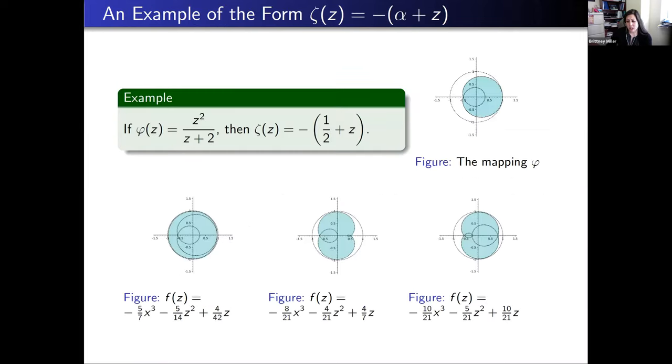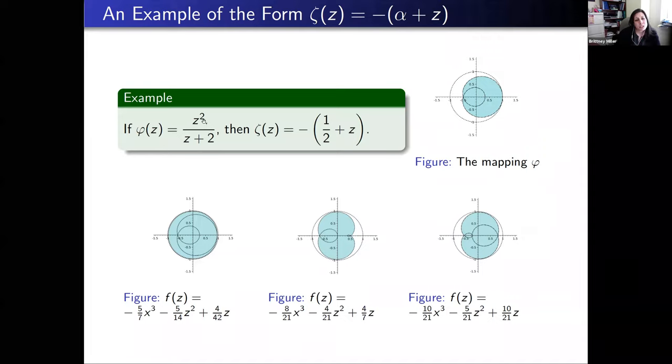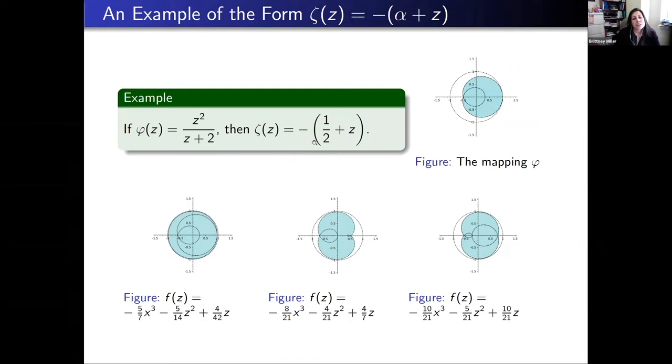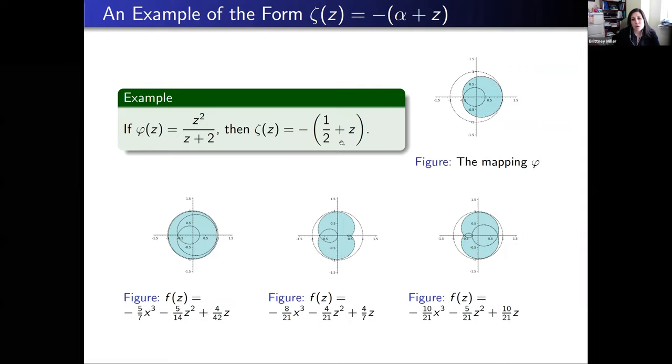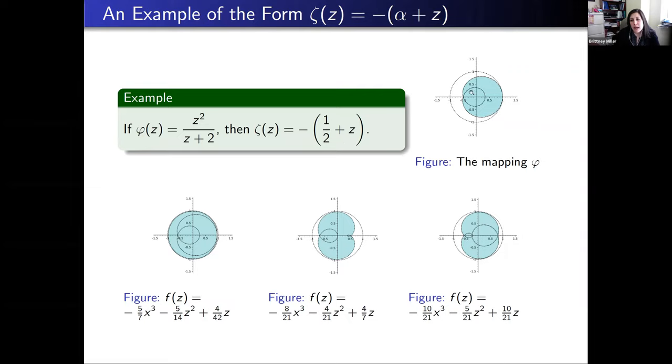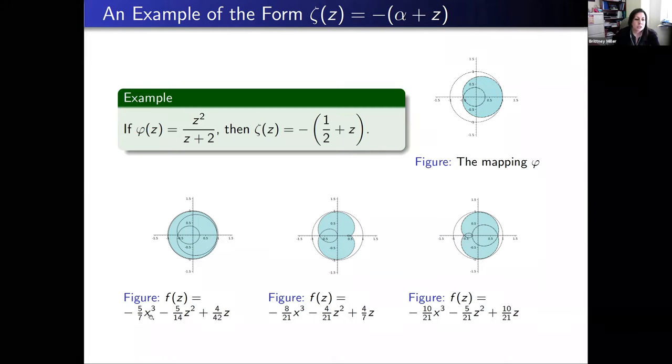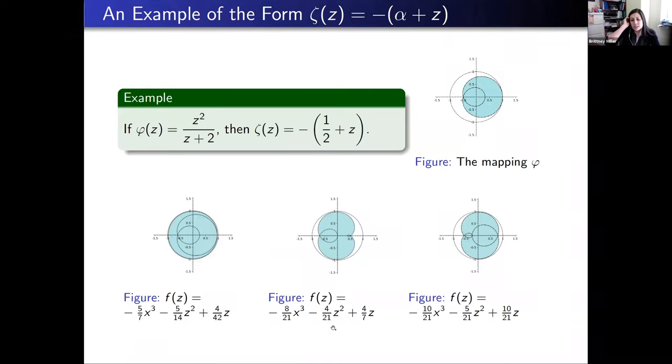And in fact, I'll end on this set of pretty pictures that my student created. So if we have this unassuming function z squared over z plus 2, we find that its corresponding zeta is negative the quantity 1 half plus z. So phi maps the unit circle onto this image where we have some winding numbers of 2 and then just a part where it's 1 to 1. Through the student's computations, there was a relationship between the different coefficients of polynomials that were in the kernel. But we see that the behavior of all these functions is slightly different.